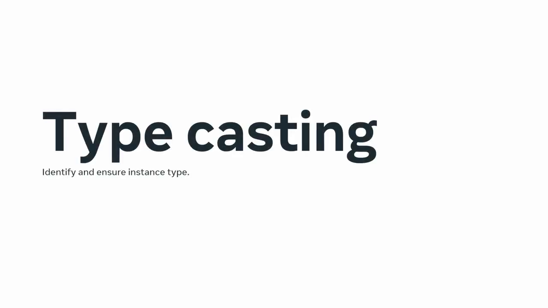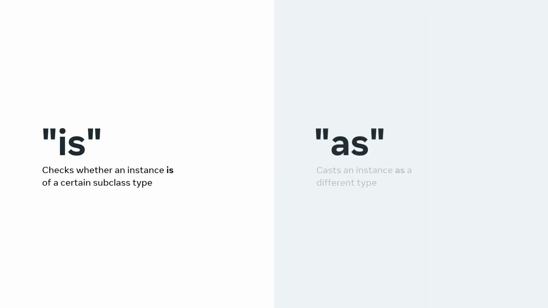You then moved on to explore how you can use typecasting to check an instance type, and to cast an instance to a different type. You learned that there are two operators in Swift that assist in checking and ensuring an instance type. The typeCheck operator that checks whether an instance is of a certain subclass type, and the typecast operator that lets you downcast an instance. This means that you should now be able to differentiate between the is and as operators to type check and cast class instances.